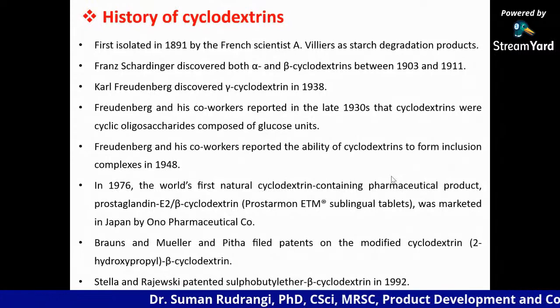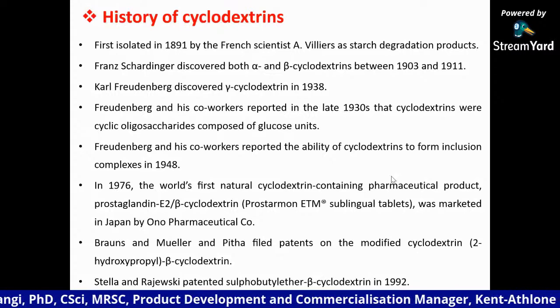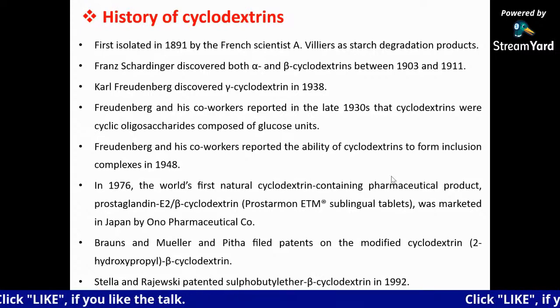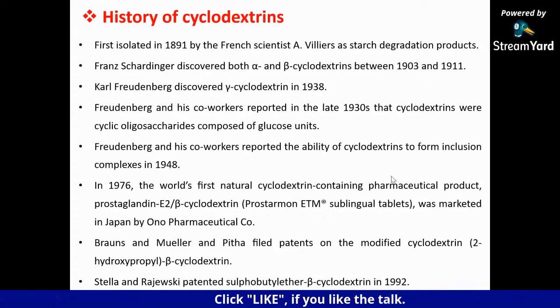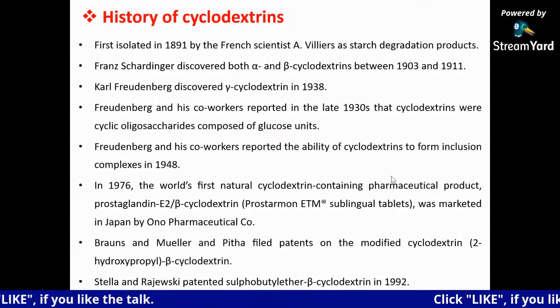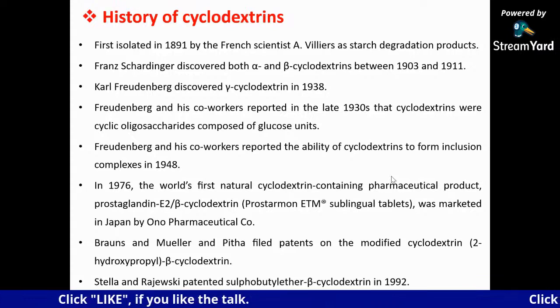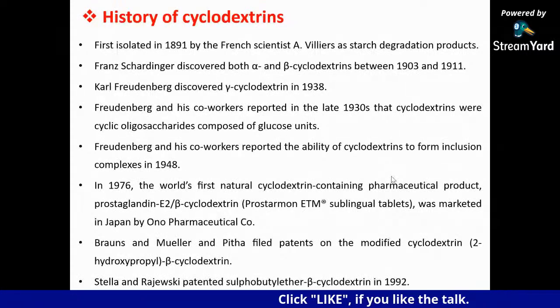And later, it was not until 1938. See, 1903 and 1911 were the years for discovering alpha and beta cyclodextrins, but it took 27 more years for Karl Freudenberg to discover gamma cyclodextrin. So these discoveries took place between 1903 and 1938. And Freudenberg and his co-workers reported in the late 1930s that cyclodextrins were cyclic oligosaccharides composed of glucose units.